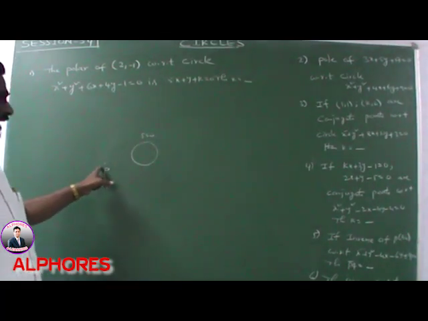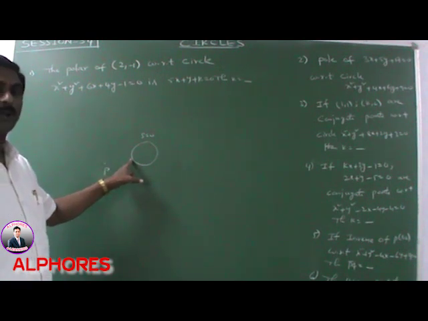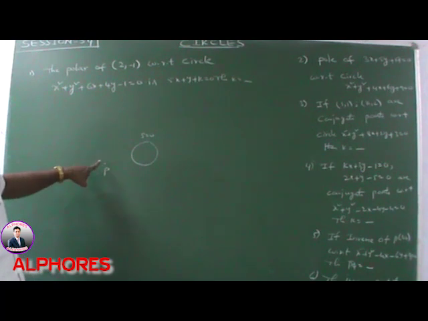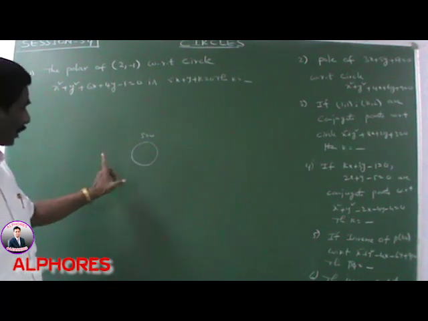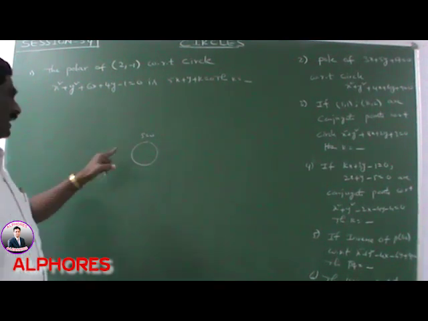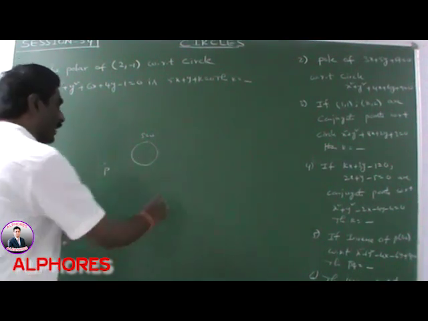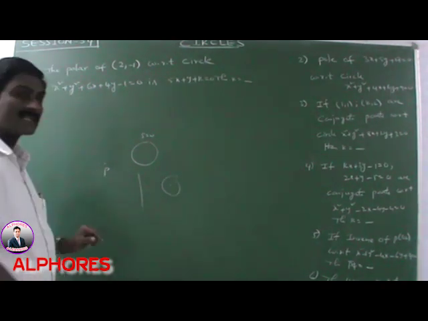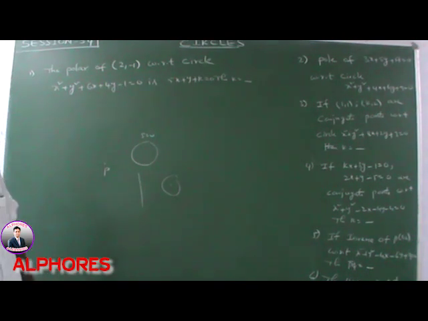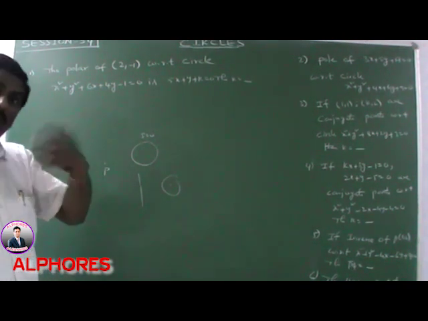If the point P lies on the circle, then the polar is the tangent at P. If P lies outside of the circle, then the polar is identically equal to the chord of contact. If the point P lies inside of the circle, then the polar lies outside of the circle and never cuts the circle.